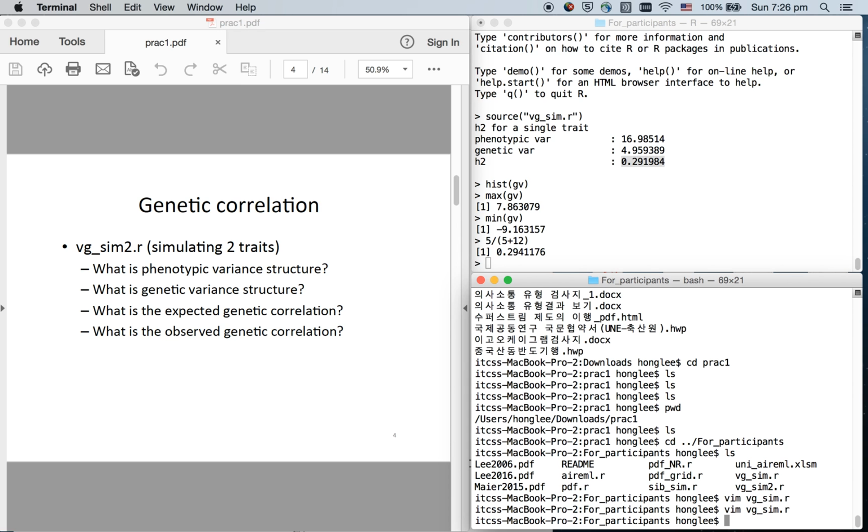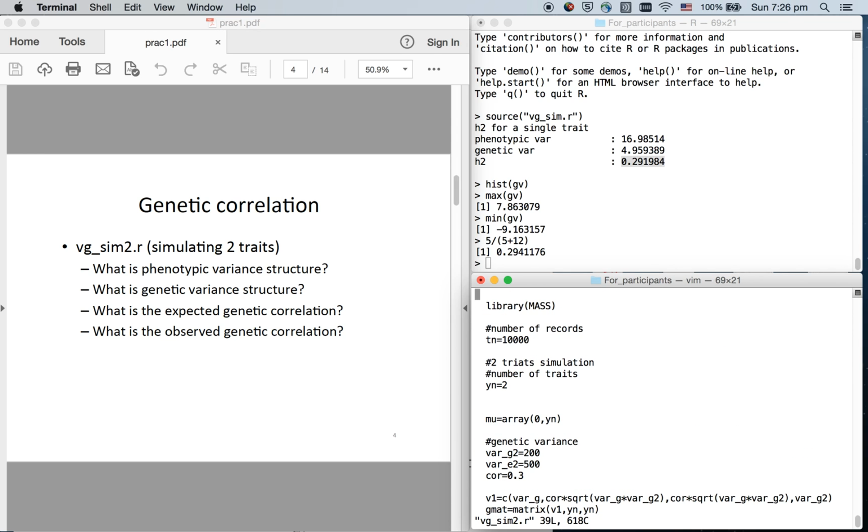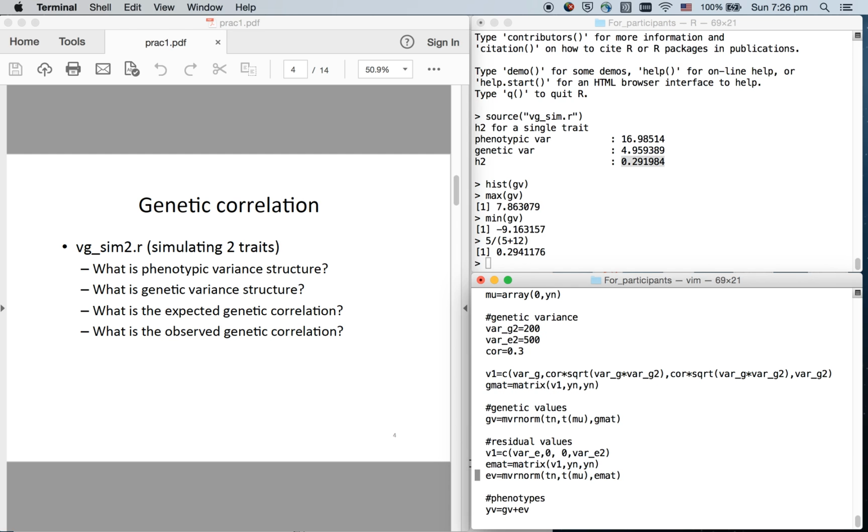So first we look at the VG dash sim2, and this is very similar to the single trait. The only difference is that the number of traits is now assigned as 2. The mean is the same as before, 0. For the first trait we assign 5 for the genetic variance and 12 for the residual variance. For the second trait we give a genetic variance of 200 and a residual variance of 500.